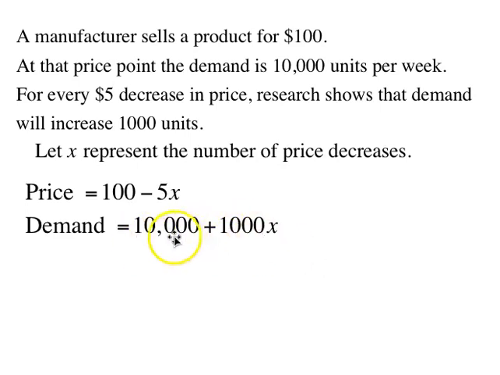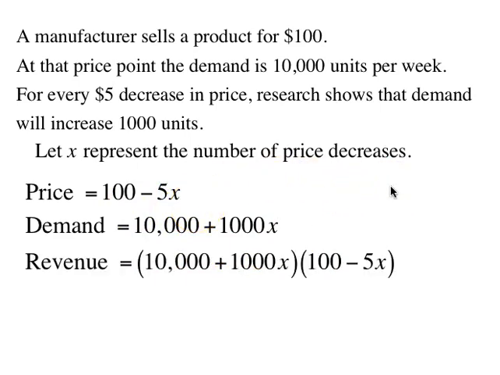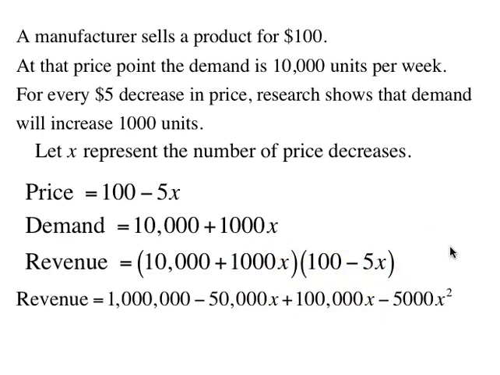So the number of items we sell will be our demand, and our price per item is the price. Putting those together, (10,000 + 1,000x)(100 - 5x) will be our revenue function. Multiplying this out, 10,000 times 100 is 1,000,000. 10,000 times negative 5x is negative 50,000x. 1,000x times 100 is positive 100,000x, and negative 5x times 1,000x is negative 5,000x squared.